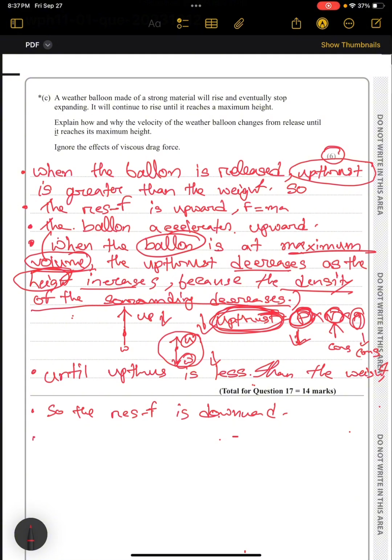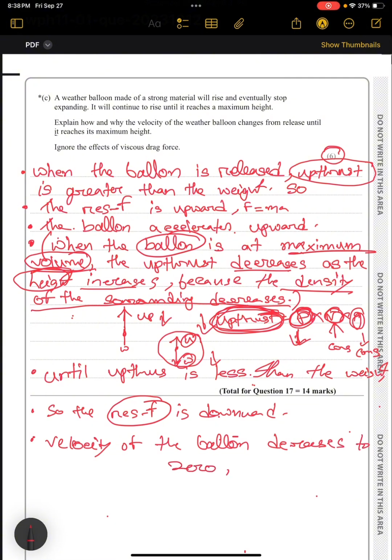Okay, so we are done with 6 points. We have to answer another point, which is, as the resultant force is downward, the balloon will decelerate, or the velocity will decrease. Velocity of the balloon decreases to 0, or decelerates to rest. Right now you might have a question: why does the velocity decrease as the resultant force is downward?